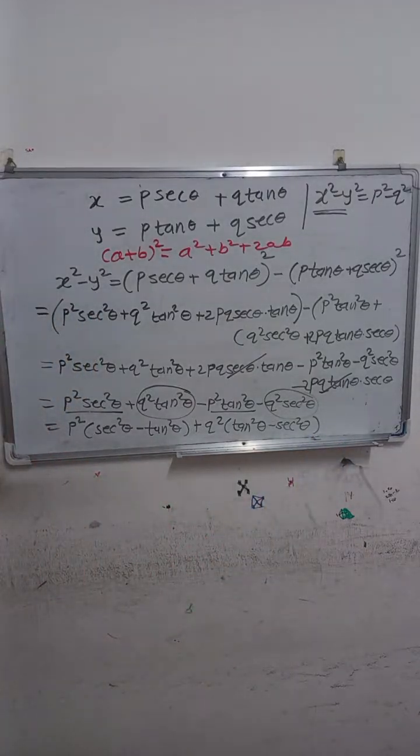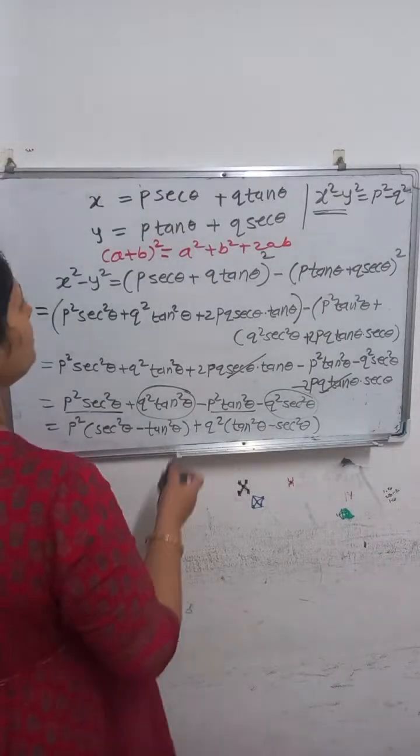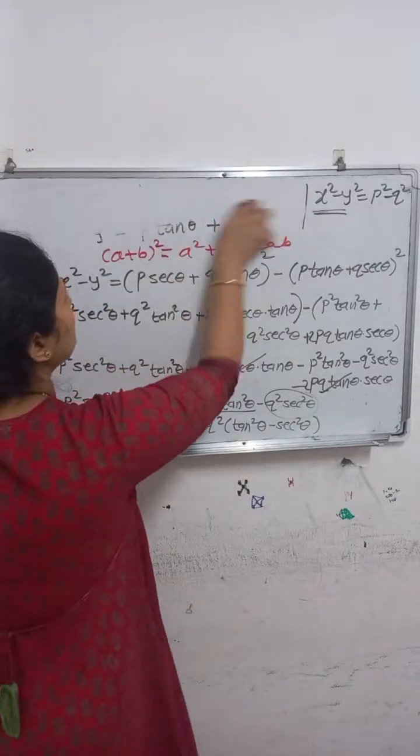So now what can we do here? What things can we take common here? Yes, everyone copied up to here. Once you get this, we know the sec square theta identity. What is the identity we have? Can I erase this? This is a question only.